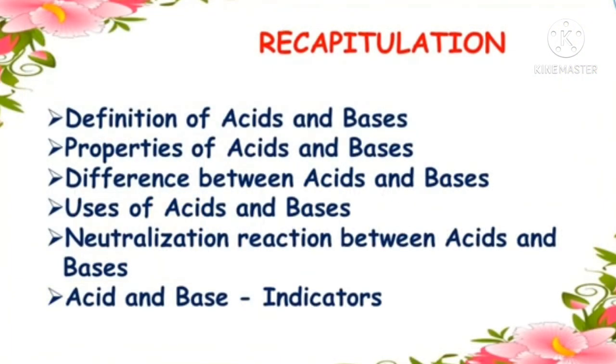Now let us recollect the topics which we have learned from this lesson. We learned about the definition of acids and bases, properties of acids and bases, the difference between acids and bases, uses, neutralization reaction between the acids and bases, and at last we learned about the acid-base indicators. There are two types of acid-base indicators. One is natural indicators and the other is synthetic indicators.